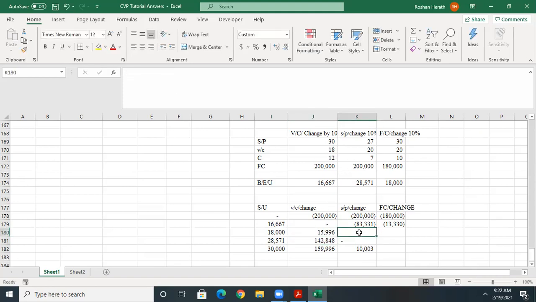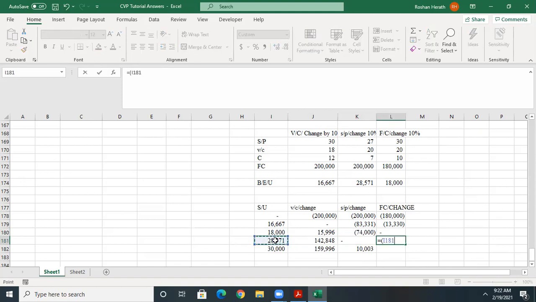And here at 18,000 level, so if you have to compute, you are making contribution of 7, but the fixed cost 200,000. Still make a loss. So here at 28,571 minus 18,000, the entire thing is a profit 105. Similarly, at 30,000 level, break even occurs at 18,000. You take it into 10. This is it. Okay, now you have everything.